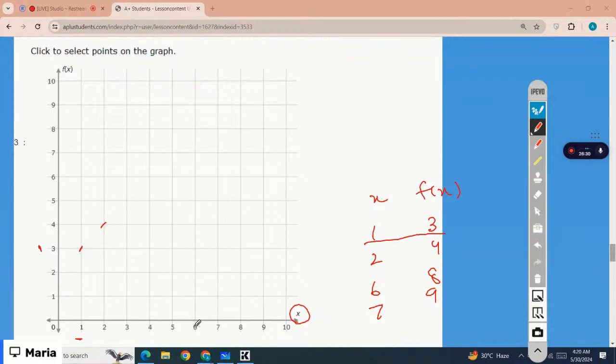Then you have x is 6. Here is 6 and y is 8. So here you have 8. Then you have x is 7, y is 9, right? So that you need to join these points and make a graph. Got it? That's how you make a graph when you are given the equation. You have to complete the table first and then you have to plot the graph.